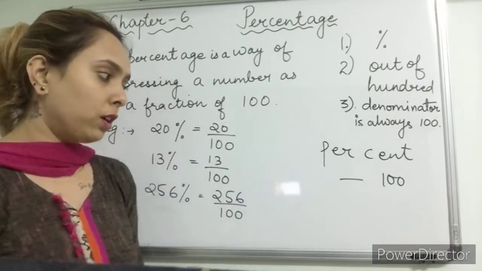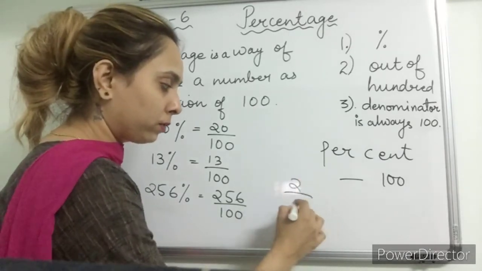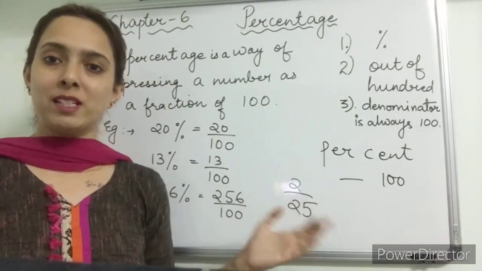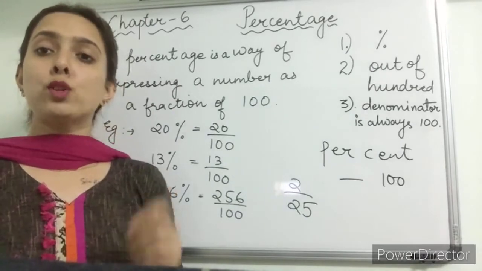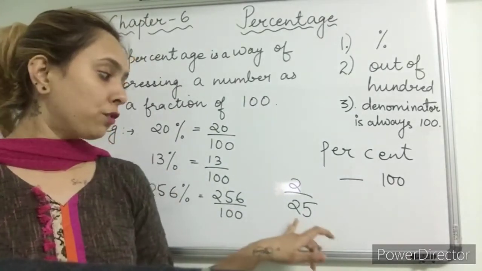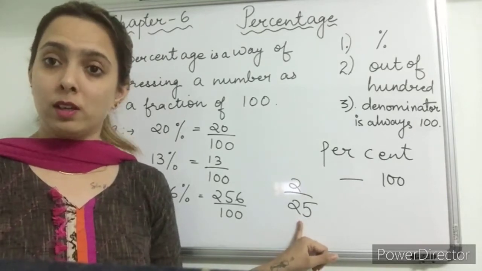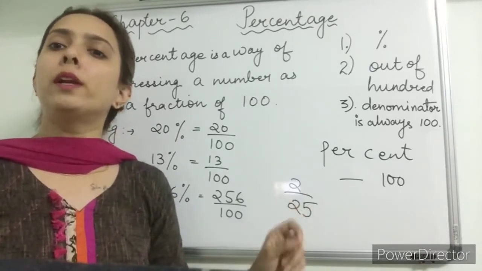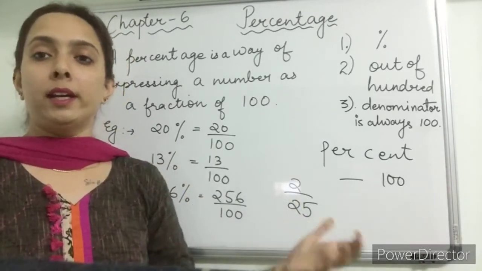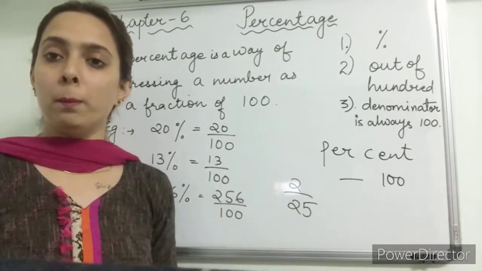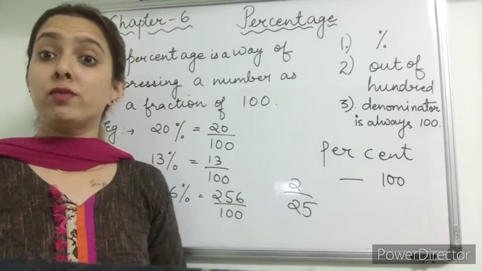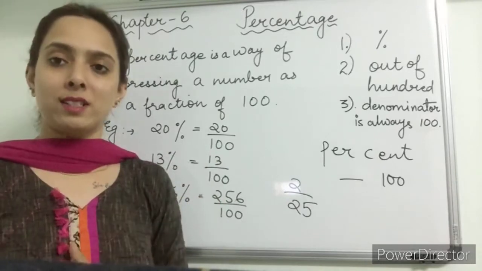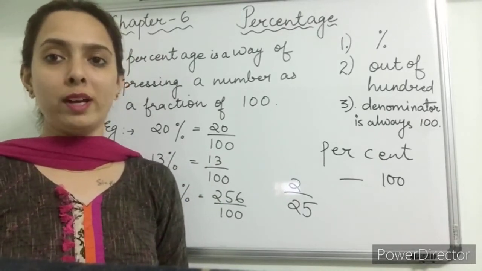One more thing, suppose children, a fraction is given to us, 2 upon 25, and we are asked to express this fraction in percentage. The most important thing to keep in mind is, first of all, you have to see whether the denominator is 100 or not. If we do not have 100 in it, we have to convert the denominator by multiplying it with a particular number to get 100 as the denominator. Means we have to make an equivalent fraction. I will discuss all these things one by one in our exercise. So let's start our exercise 6.1.